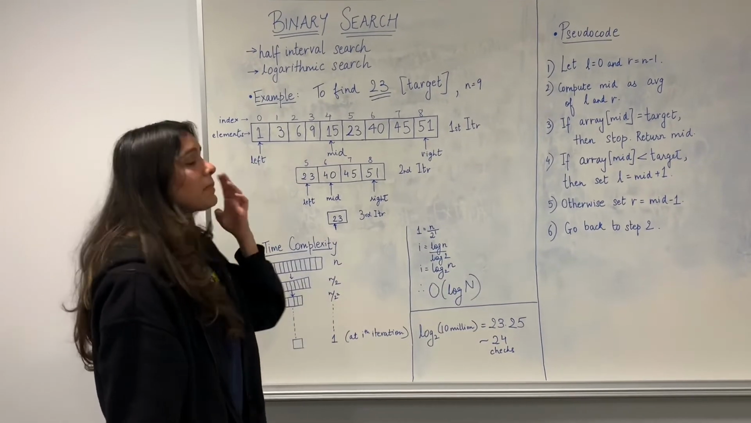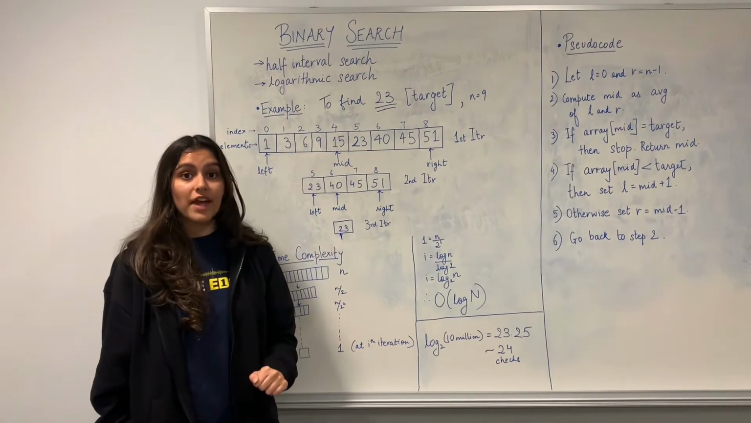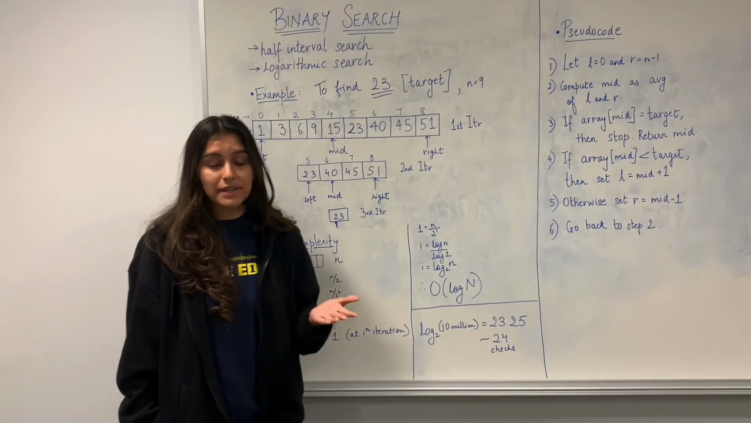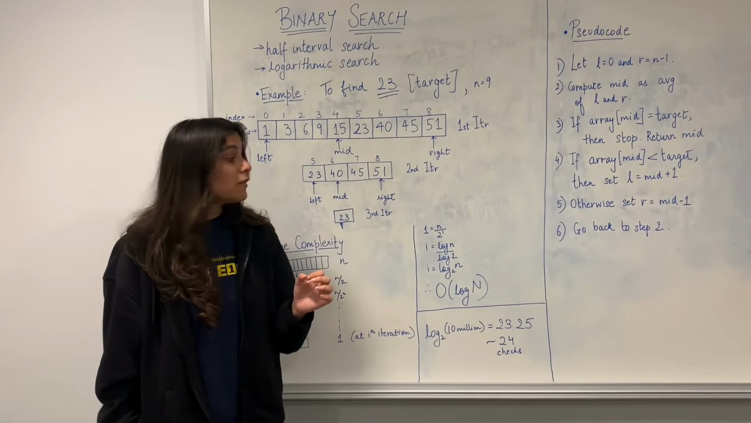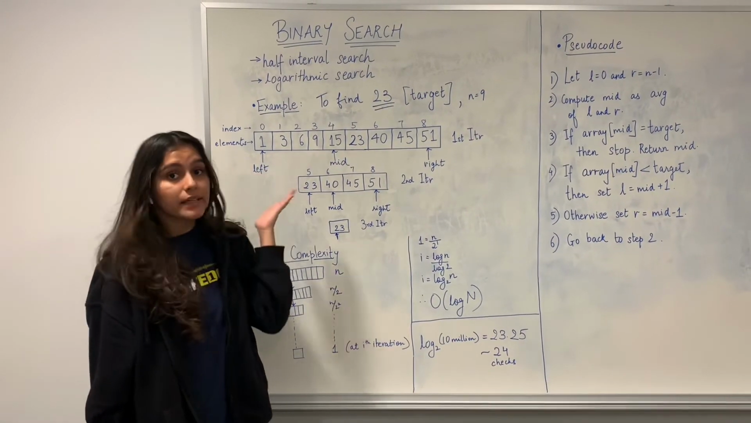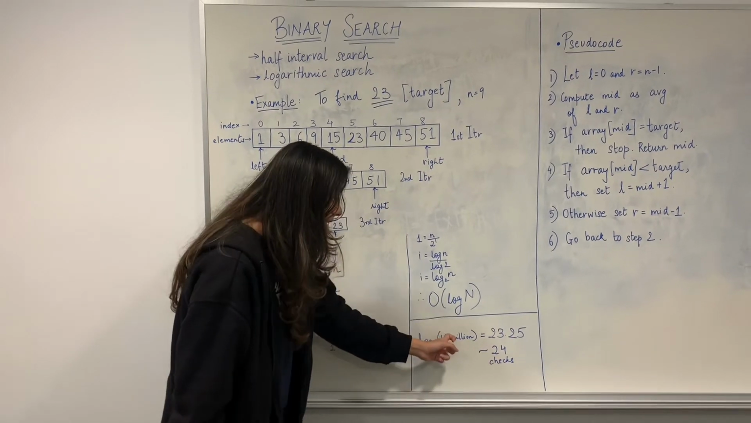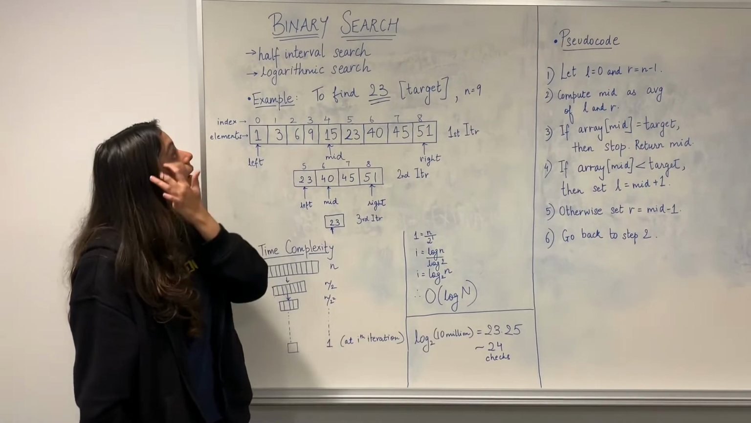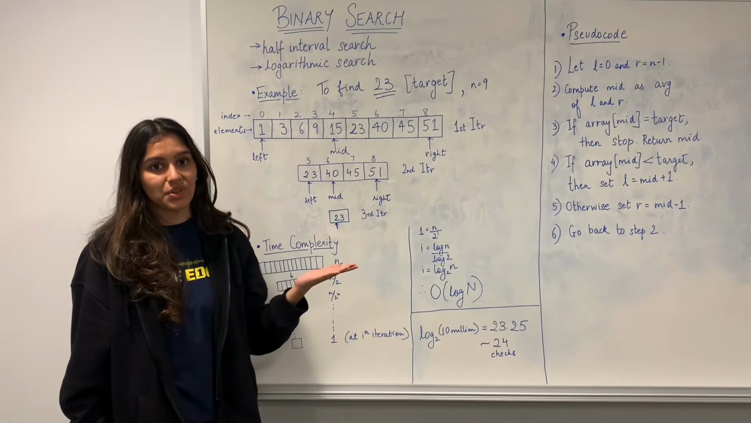Now, how fast is binary search as compared to linear search? Linear search has a time complexity of O of n. So for example, if there are 10 million elements in a list and we want to find a number, it will take us 10 million checks if we apply linear search there. Whereas binary search will only take us 24 checks, because log to the base 2 of 10 million is 23.25, which is approximately 24. Hence, we see that binary search is quite efficient and way better than the linear search algorithm.